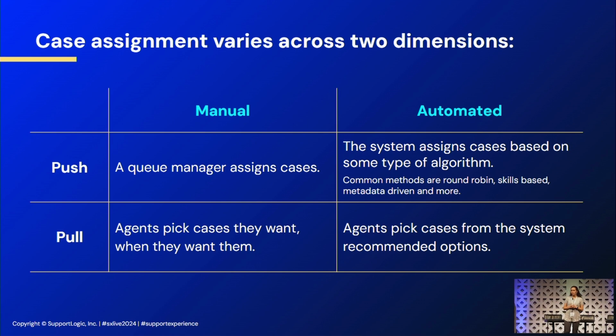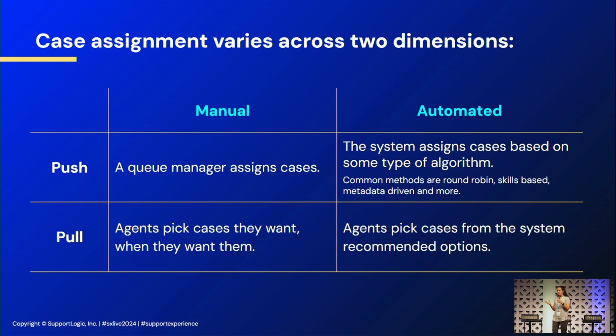So if we're looking holistically at how case assignment is made, we know that case assignment appears across two main dimensions. We have the manual assignment, and we have the automatic assignment. And we also have it through push or through pull. So let's take a few examples.